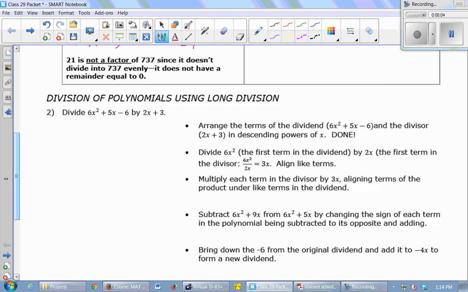And the same thing with your divisor. You also want to put that in descending powers of x. All right, and then we write out our division. So we do 6x squared plus 5x minus 6 divided by 2x plus 3.